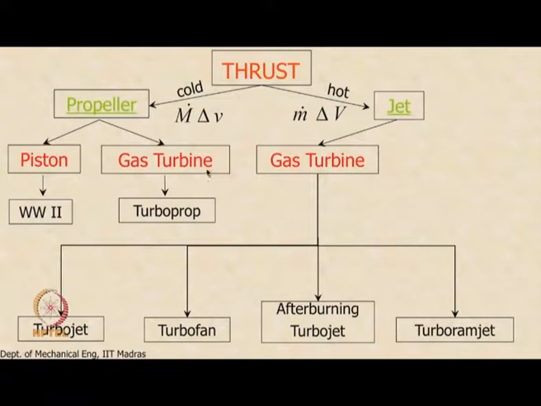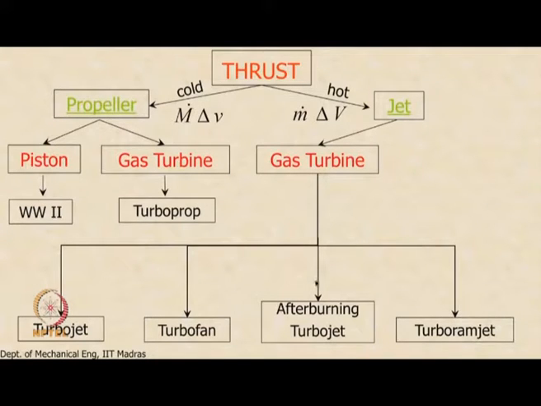Here the gas turbine engine provides the shaft power or mechanical power to turn the propeller. Here it provides a high enthalpy gas stream that is required to generate thrust using the nozzle. That is the difference. Now, the gas turbine engine itself has several variations. Turbojet is the simplest possible. Turbofan is a modern engine, we will look at this also.